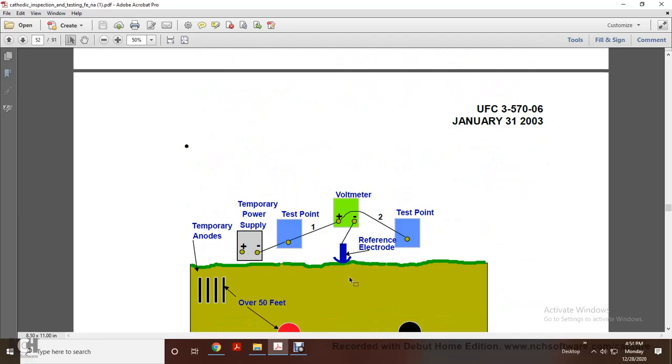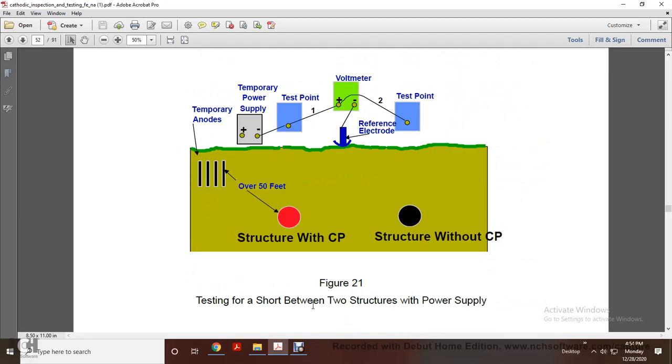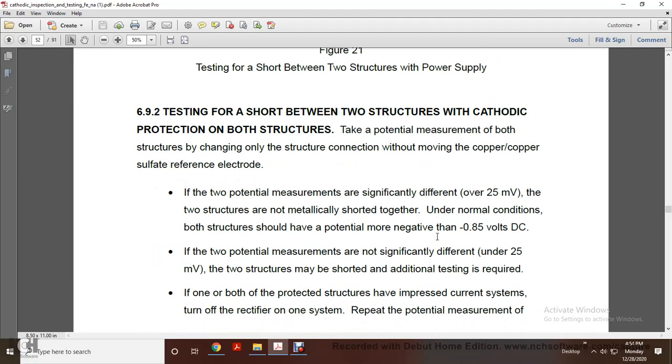Figure 21 shows the testing for a short between the two structures with the power supply: temporary anode, temporary power supply, test point, voltmeter, test point 2, reference electrode, structure with cathodic protection, and structure without cathodic protection.